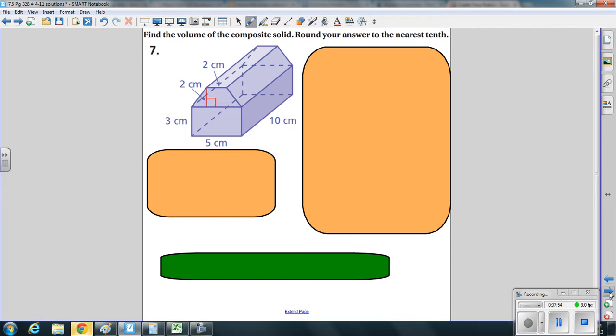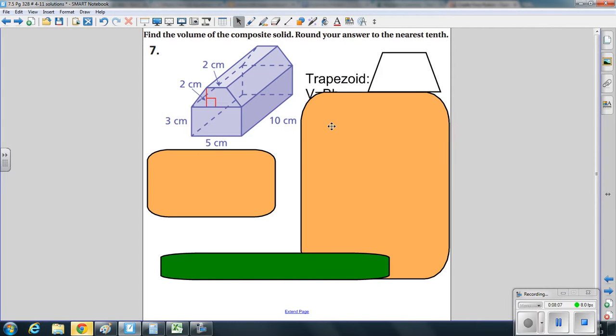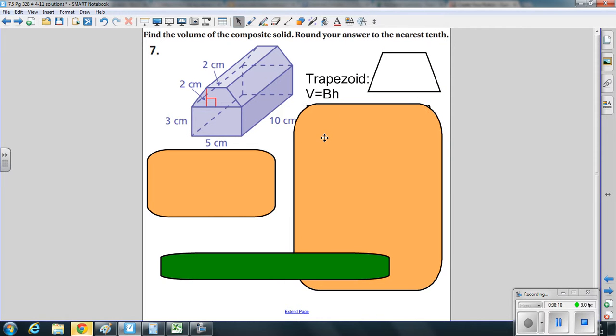Number 7, this shape is made up of a trapezoidal base. So we have a trapezoidal prism and a rectangular prism. So let's begin by taking a look at the trapezoid. All right, and to find volume, area of the base times the height. If I look at this bottom piece that I'm outlining in green, how long is this piece? I hope you're saying 5 because this piece measures 5. So I'm just going to put 5 in here.